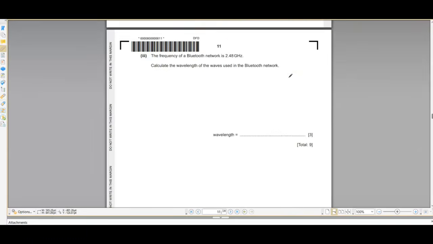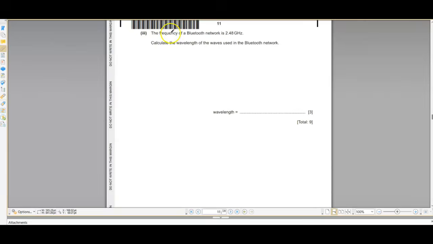Please write the units. Acha, the next question says the frequency of the Bluetooth network is 2.48 gigahertz. Calculate the wavelength of the waves used in the Bluetooth network. Okay, wavelength, frequency and speed can be joined with the help of the formula v = fλ, where obviously, since it's used for the Bluetooth network, it would be an electromagnetic wave. So 3 into 10 raised to the power 8 meter per second is going to be the speed.